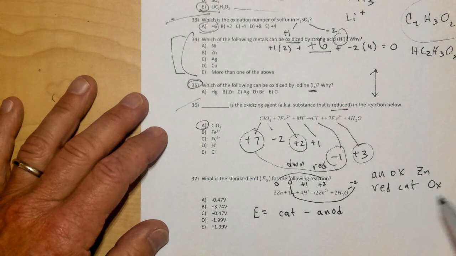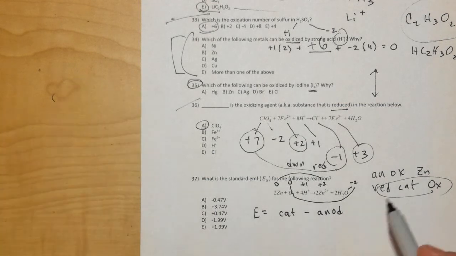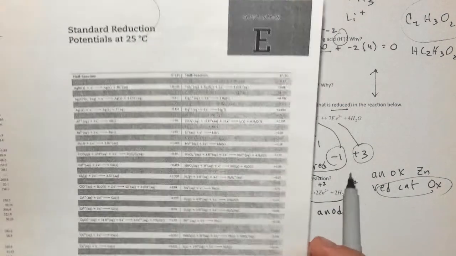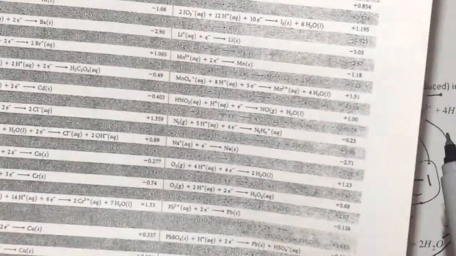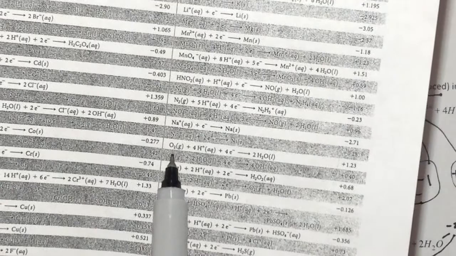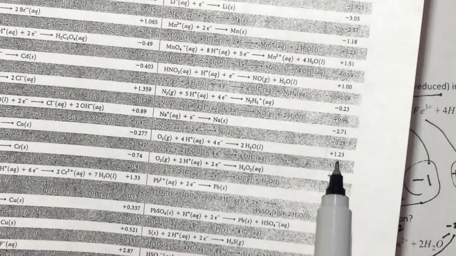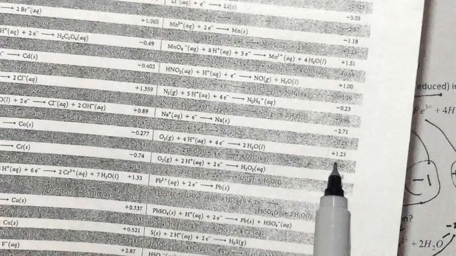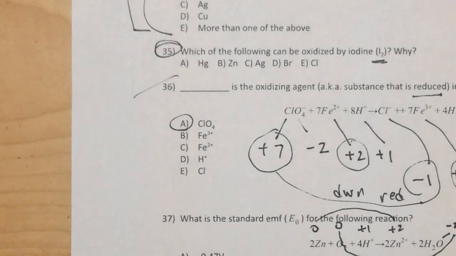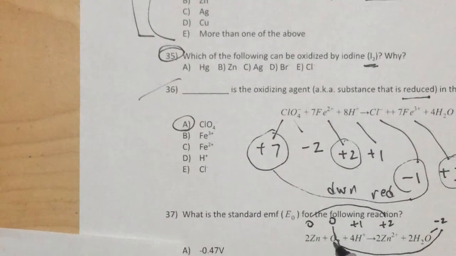So our cathode is our oxygen, so we need to find oxygen on here. And this is pretty small, so I'll see if I can find it. We have to find the oxygen right here. Okay, 1.23. Okay, and this is oxygen in its molecular species right here.